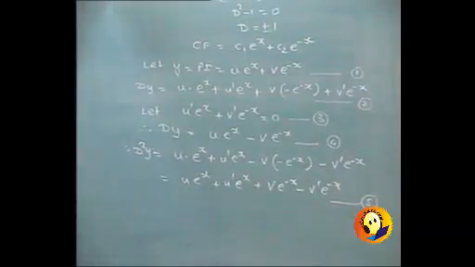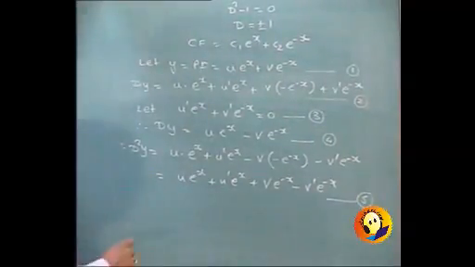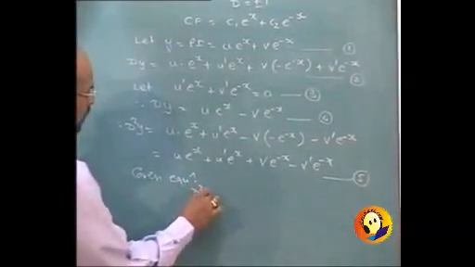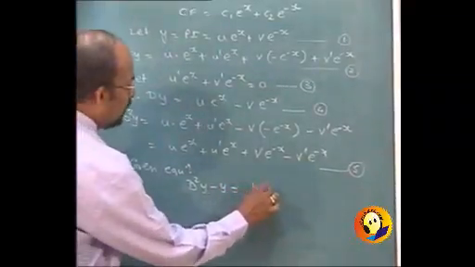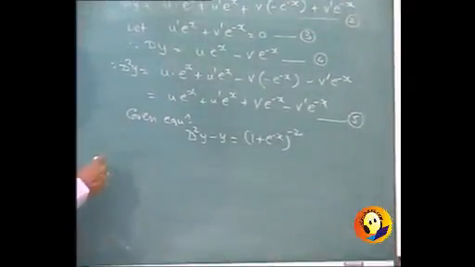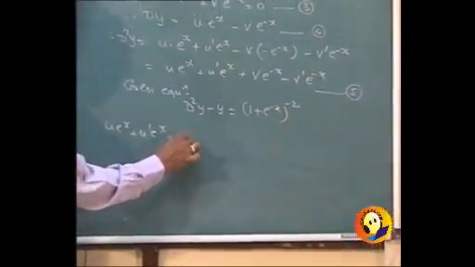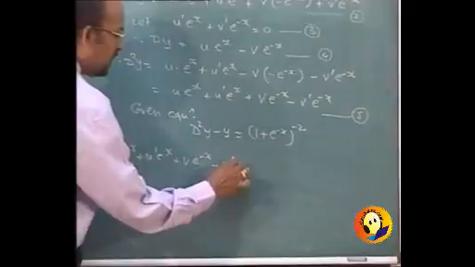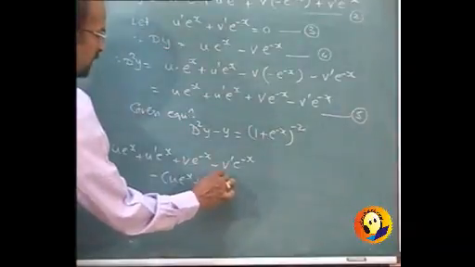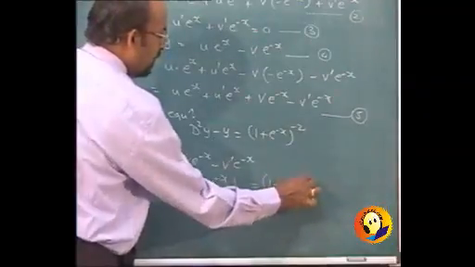This particular value of d square y and our first assumption y should be substituted in the given differential equation, and that given differential equation was d square y minus y equal to 1 plus e raised to minus x, bracket raised to minus 2. So as we substitute, it will be u e raised to x plus u dash e raised to x plus v e raised to minus x minus v dash e raised to minus x, minus the bracket u e raised to x plus v e raised to minus x, that was our assumed y, equal to 1 plus e raised to minus x, bracket raised to minus 2.